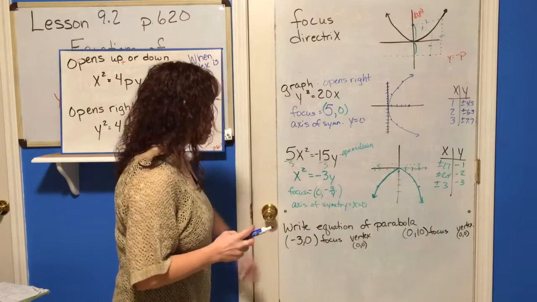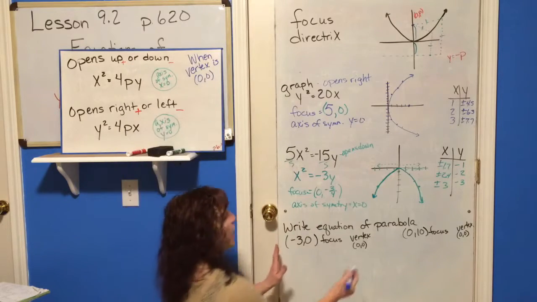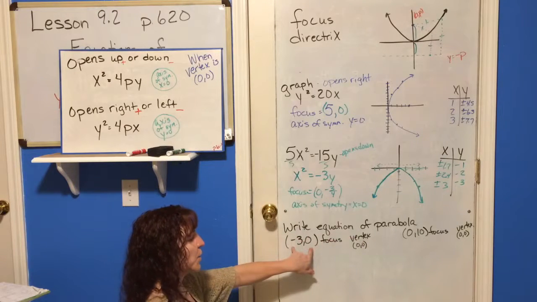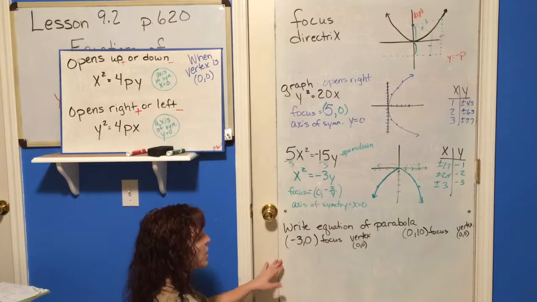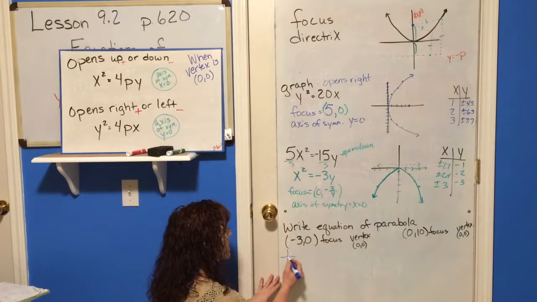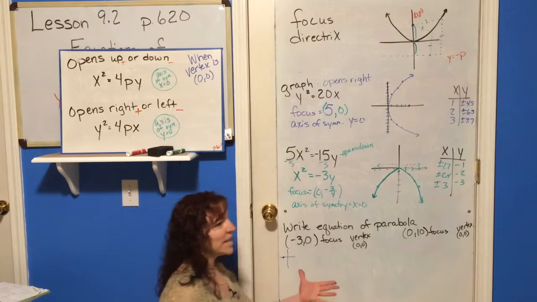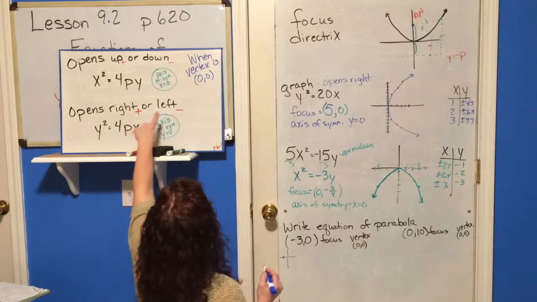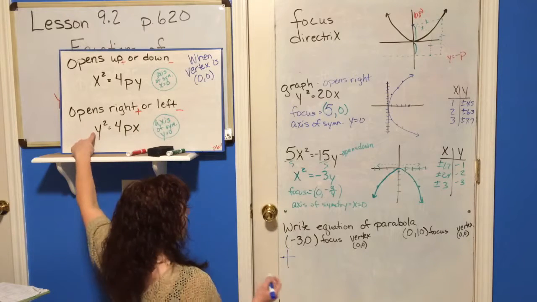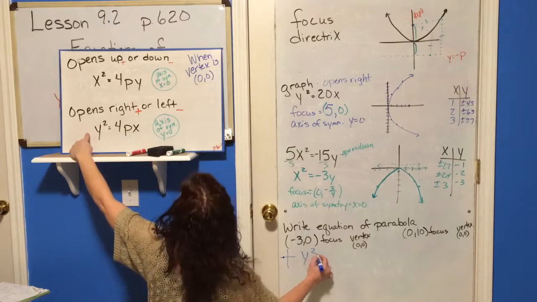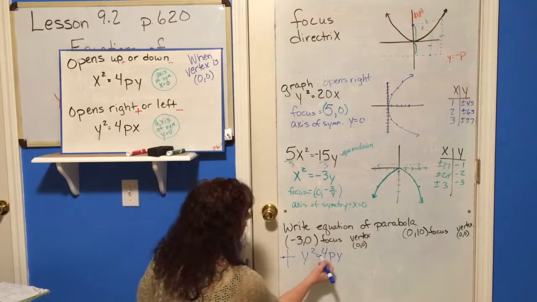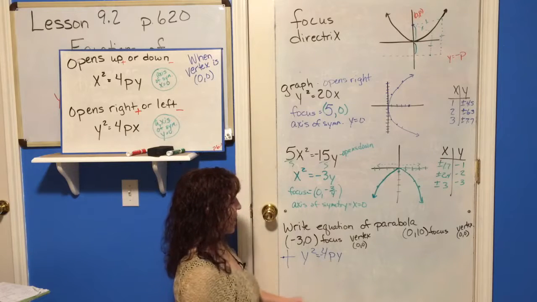I want to write an equation for a parabola, and this is 2 different problems. The first one has a focus of -3, 0, and a vertex of 0, 0. So in your brain, you look to see, okay, the focus is -3, 0. So the focus is over here. So that means that it's going to open to the left. So go to your handy dandy little chart. If it opens to the left, it's going to be in this format: y squared equals 4 times p times x, and it's going to be negative, right? So your p is going to be negative.